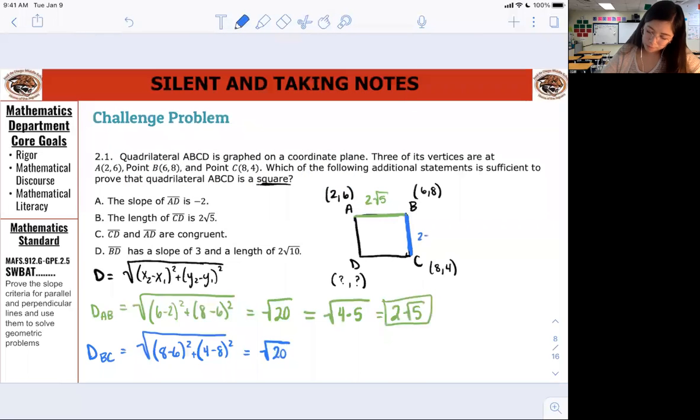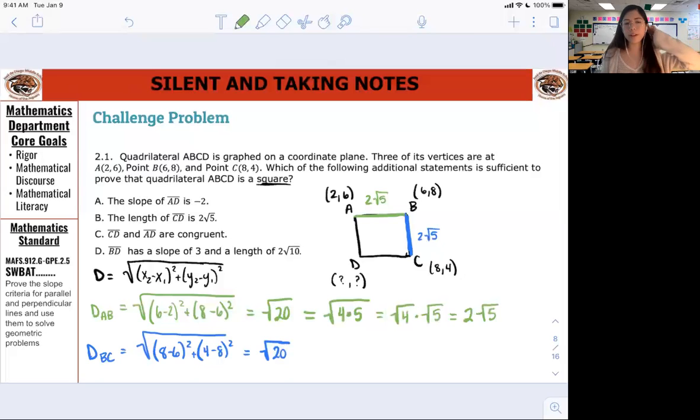Wait, miss. When you do that, the 2 and then the square root of 5. Let me break it down further for you. Yeah, because I just confused myself. Agree or disagree? Oh, okay. Yeah, that makes more sense. Okay, square root of 4 is 2. So this is 2 times the square root of 5. Okay, I understand. Good.